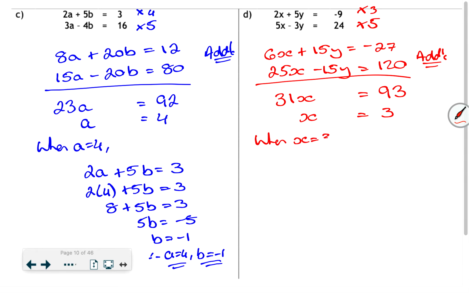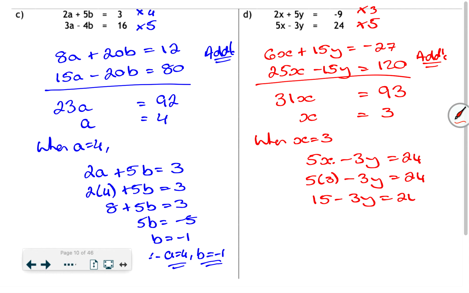So when x equals 3 into any equation, let's use the bottom one for fun this time. So we'll use 5x minus 3y equals 24. So it's going to be 5 times 3 minus 3y equals 24. So 15 minus 3y equals 24. So minus 3y is going to be 24, take away 15, which is 9. So y has to be minus 3. So therefore, x is equal to 3, y is equal to negative 3.